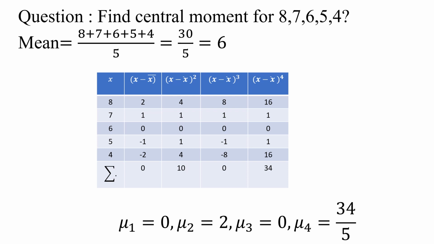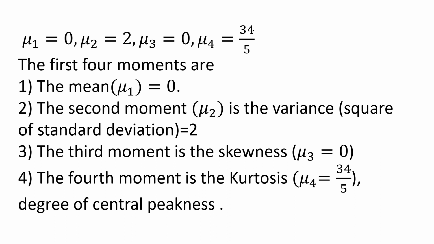In the slide which I already submitted, it was written 10. It is not 10. It is 10 divided by 5, which is 2. Similarly, mu3 is equal to 0 and mu4 is equal to what? 34 by 5. So in this way, we can measure mu1, mu2, mu3, and mu4. So it will be 0, 2, 0, and 34 by 5.